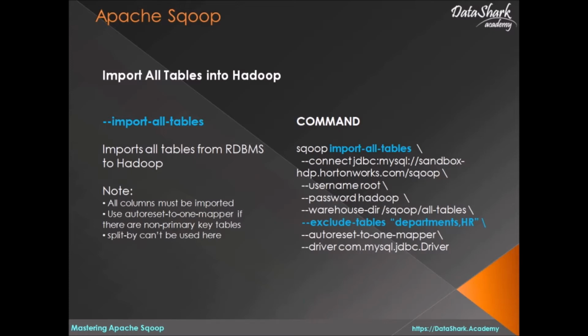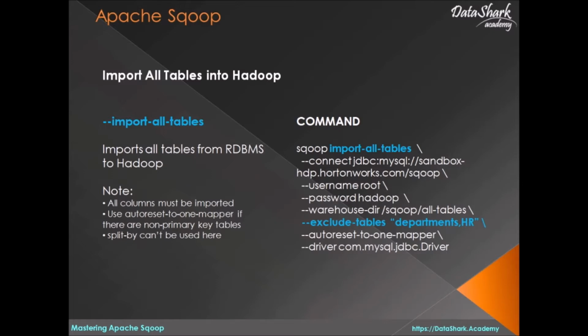If there are any tables without a primary key in your source database, then you must use the auto reset to one mapper directive. And finally, you can't use split by on custom columns. Instead, only the primary key column will be used by default by Sqoop.